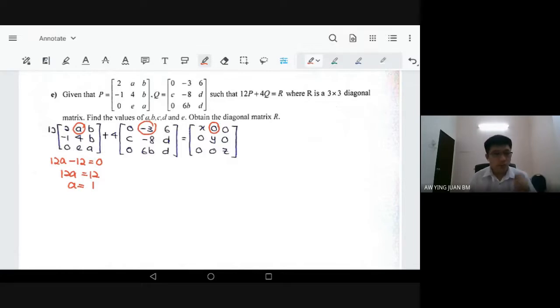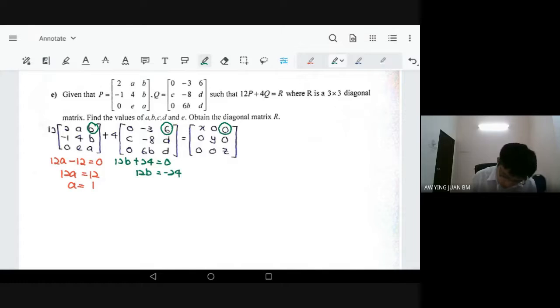Move on to B. Next, we have to focus the B. So in here, we have 2B. So my suggestion is to select the A13. So same goes to the second matrices and also the third matrices. So we have 12B plus with 24 is equals to 0. So 12B is equals to negative 24 and B is equals to negative 2. So done for the second, which is the B.